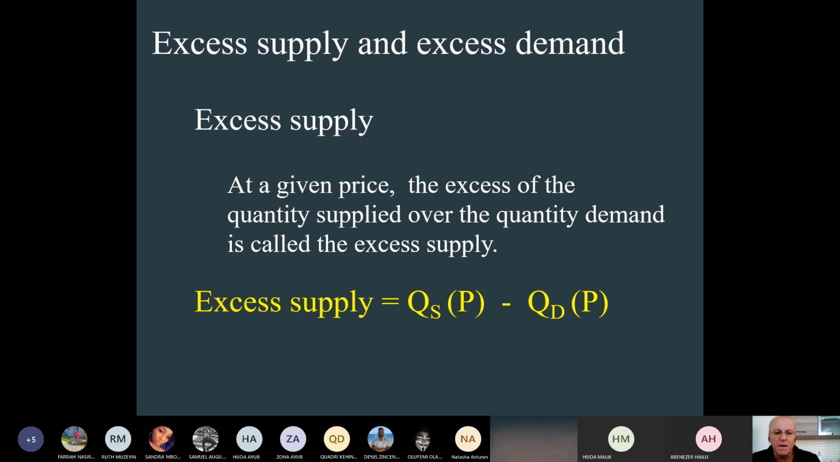Excess supply and excess demand: we want to know what will happen to the economy. Excess supply: at a given price, the excess of the quantity supplied over the quantity demanded is called excess supply. As I mentioned to you, whenever the supply capacity or produced goods and services excessively exceed the demand in the market, this is overproduction, this is surplus, and this is excess supply. And this is not good for the economy. We have to find some solution for this excess supply.